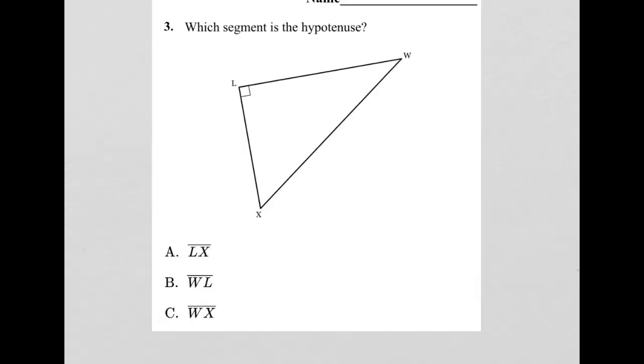And of course, the next one is which segment is the hypotenuse. It doesn't even give us an angle, because remember, we don't need an angle to find the hypotenuse. We find the right angle and go across. So WX is the hypotenuse. That's just helping you determine hypotenuse, opposite, and adjacent.